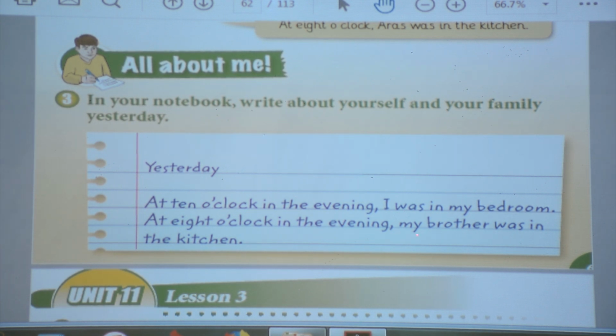In the evening, my brother was in the kitchen. We have "my brother," and it is singular. If you have singular, you should put "was." My brother was in the kitchen.